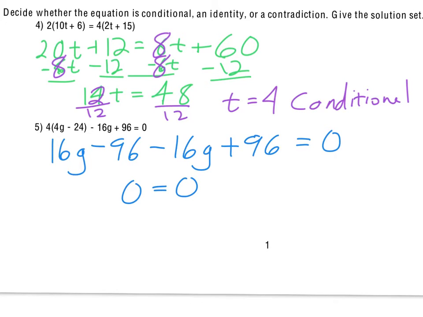Again, I want to emphasize that 0 equals 0 is not the solution to this equation. This 0 equals 0 tells us what's going on. So what happened is all the variables went away and we got a true statement. That means that this is an identity. An identity means that no matter what value we plug in for g, they're all going to work. So the answer would be all real numbers. In interval notation, we can write that just by saying negative infinity to infinity.